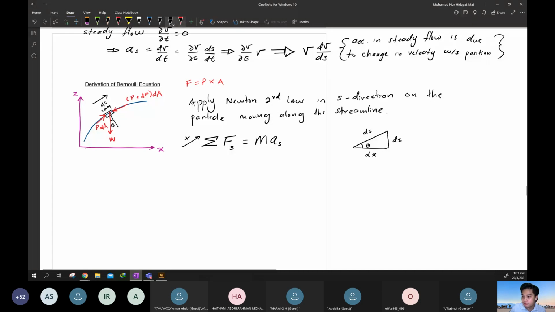So let's make the summation of force. What's the force? Alright, PdA. Anyone? Are you there? You guys still there? Do you have any question? Yes, I'm here. Okay, so far until this point, you understand this free body diagram? Yes. Okay, so the summation of force, you start from here. This is positive, the same direction here. PdA. And this direction, counter it, negative: (P plus dP) dA.